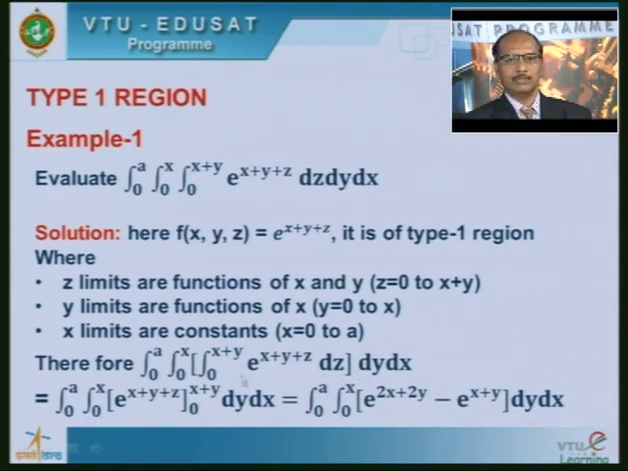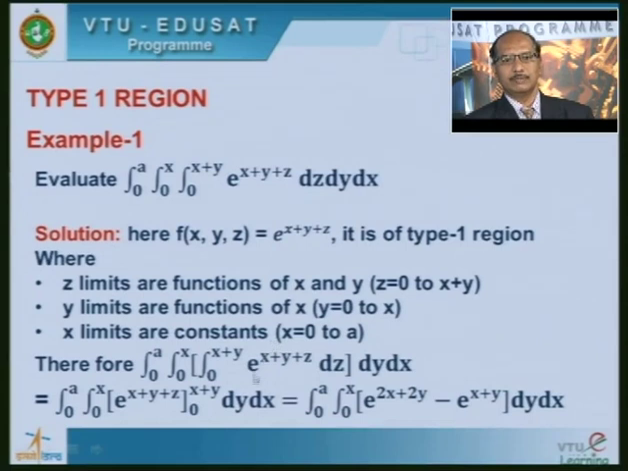Now, integrate with respect to z first. So, we can do the integration of e raised to x plus y plus z with respect to z. How to integrate e raised to x plus y plus z? We know that the integration of e raised to x is e raised to x with respect to x. e raised to x plus y with respect to x is again e raised to x plus y, or with respect to y also e raised to x plus y. e raised to x plus y plus z with respect to x is again the same, and with respect to y, because the coefficient of x is 1, again the same equation. The coefficient of y is also 1.